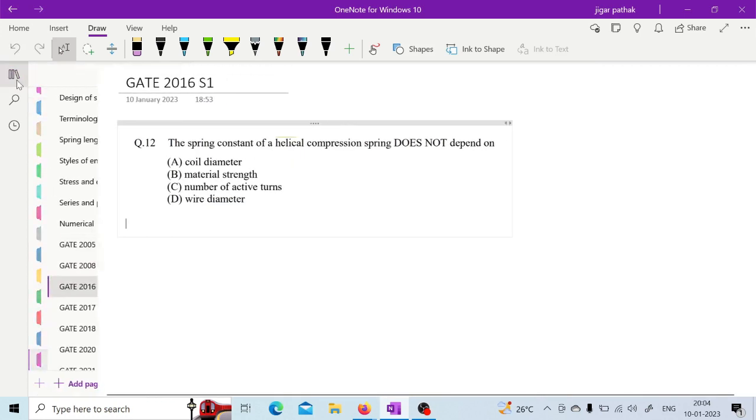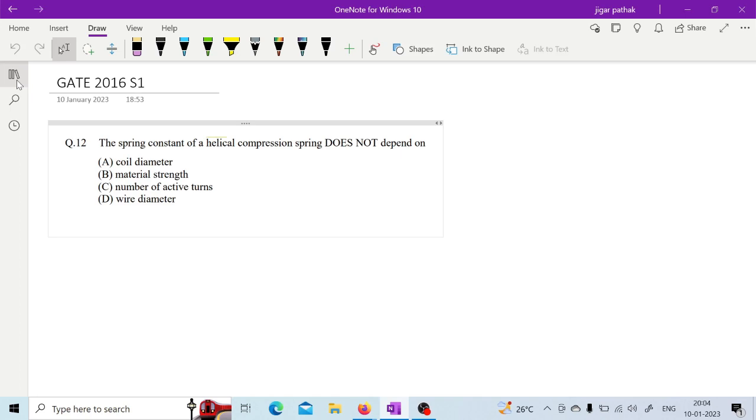Next is this. The spring constant of a helical spring does not depend on. So can you tell how you are going to address this particular question? Material strength. Correct, because coil diameter, number of active turns and wire diameter are going to affect it. So material strength is the correct answer.